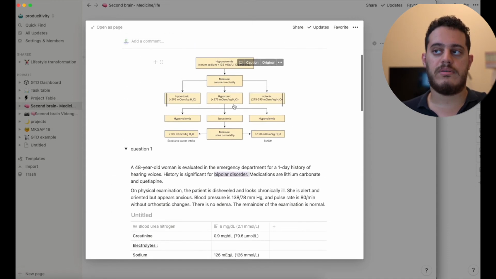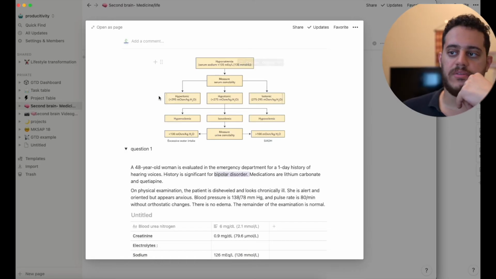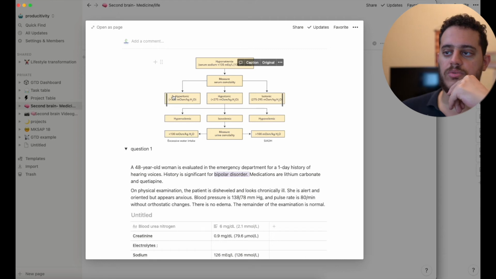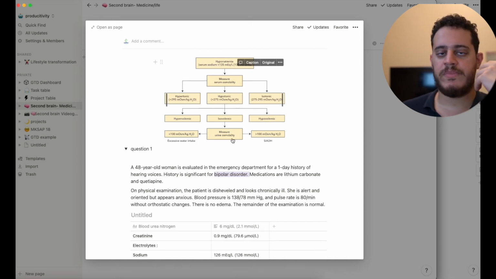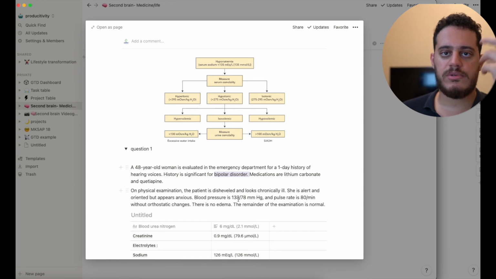So you follow this algorithm. Isotonic will lead you to another way, and high as well. Low leads you to find the volemic state of the patient. So we need to find if she's dry, or she's euvolemic, she did not lose any water, she's well hydrated, or she's hypovolemic. Is she retaining any fluids? Is she fluid overloaded? So we need to see that.